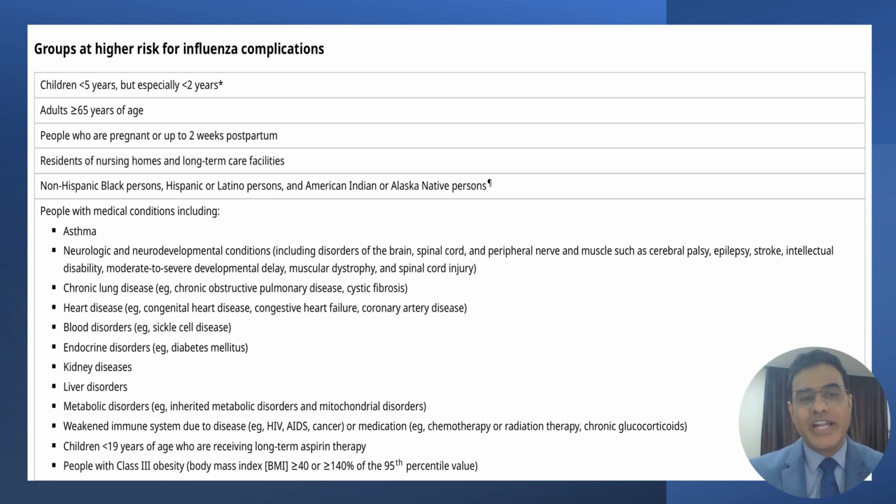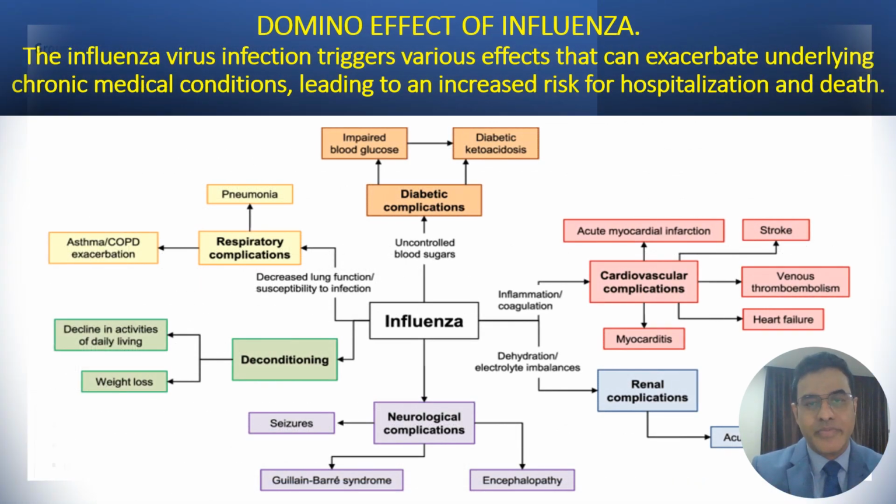Who are the people at high risk of getting influenza complications? Especially elderly people more than 65 years of age, children less than 2 years, and people with multiple comorbidities like asthma, COPD, heart diseases, sickle cell diseases, kidney and liver failures. All these patients are more prone to get the disease, especially pregnant ladies in the third trimester and also up to 2 weeks postpartum. They are more prone to get these bad influenza complications.